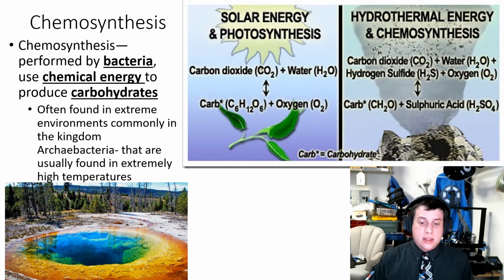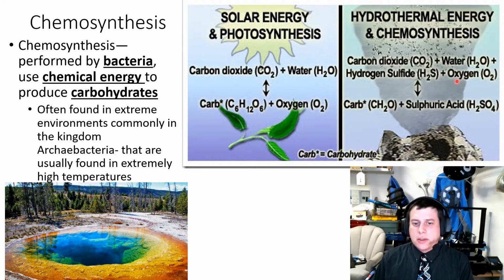Now, chemosynthesis is the changes that are performed by bacteria usually to use chemical energy to produce carbohydrates. Okay, so this is where it gets kind of weird. This is found usually in extremely high temperatures and extreme environments. This is a general example of one of the equations for chemosynthesis. You consume carbon dioxide, water, hydrogen sulfide, and oxygen at high temperature, and you can combine that into carbohydrates and sulfuric acid.